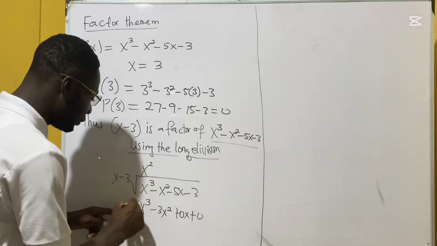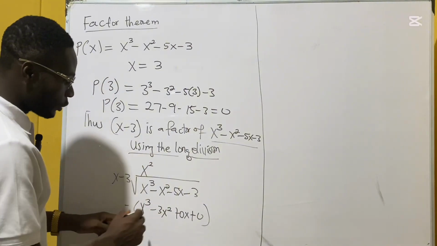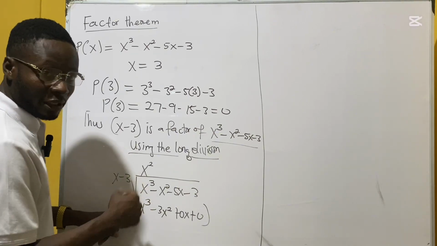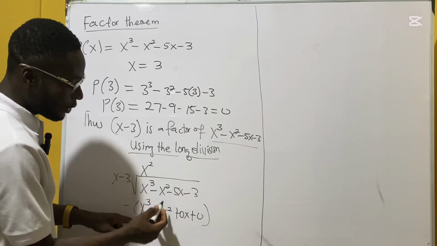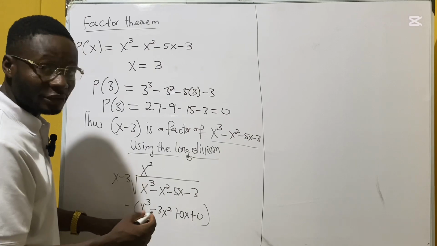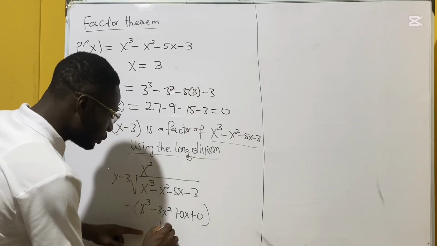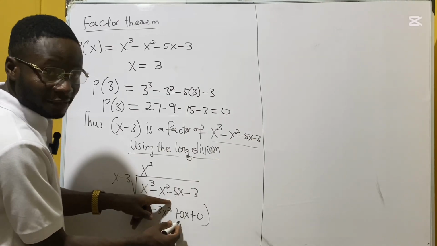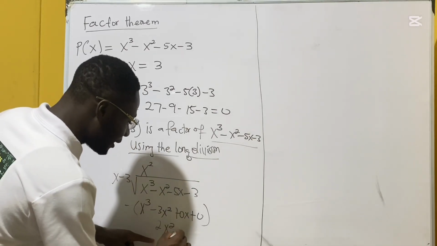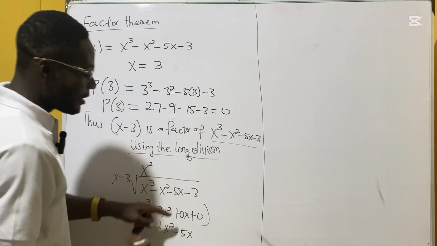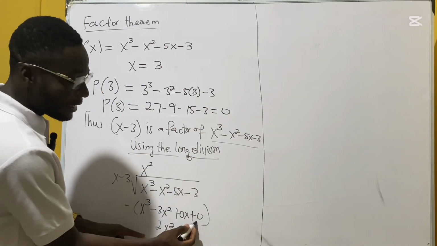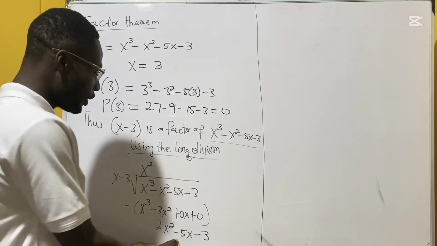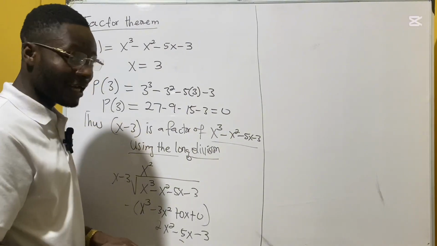So now we do our subtraction. x cubed minus x cubed becomes 0. Minus x squared minus 3x squared becomes 2x squared. Then minus 5x minus 0x becomes minus 5x. Minus 3 minus 0 becomes minus 3. So here we go ahead to divide again.